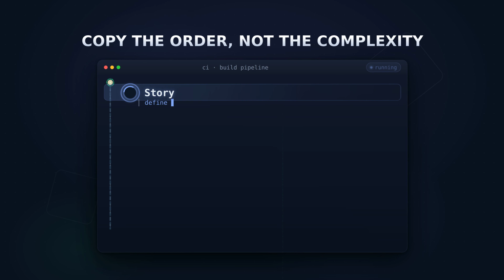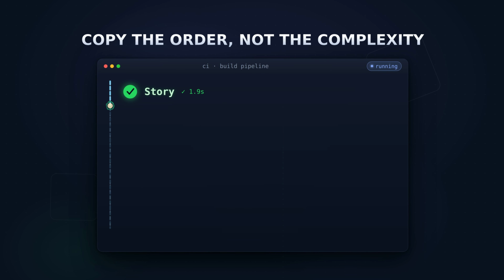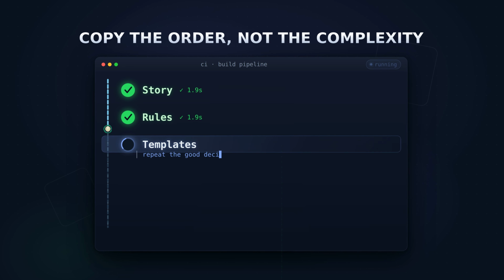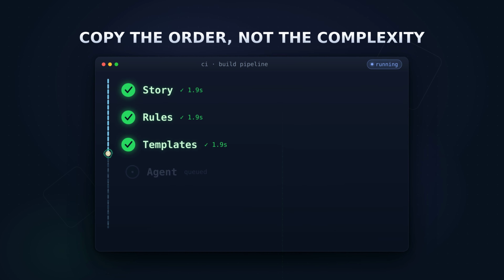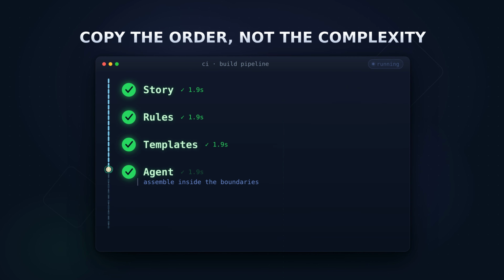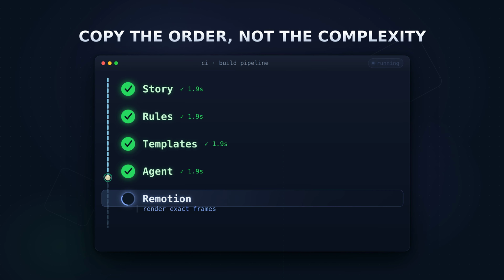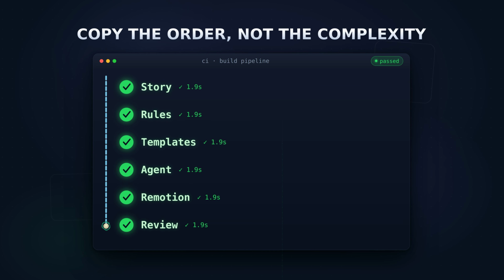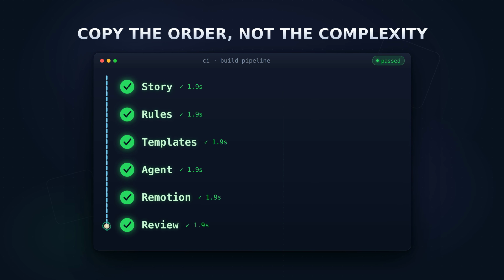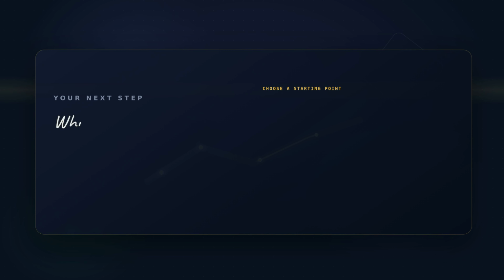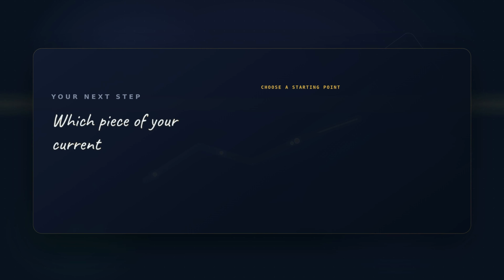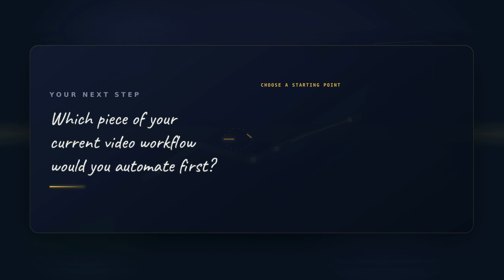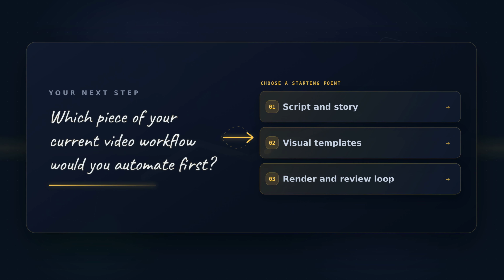The useful thing to copy is the order, not the complexity. The workflow starts with the story. Your taste becomes a few visual rules, and the repeated decisions become templates. Codex or Claude can assemble scenes inside those boundaries. Remotion renders exact frames, and review repairs what the viewer will actually experience. You do not need my whole production system to begin. You need one scene that you can reuse without losing clarity. Which piece of your current video workflow would you automate first?